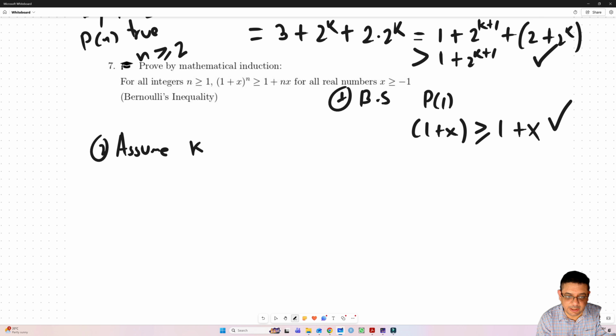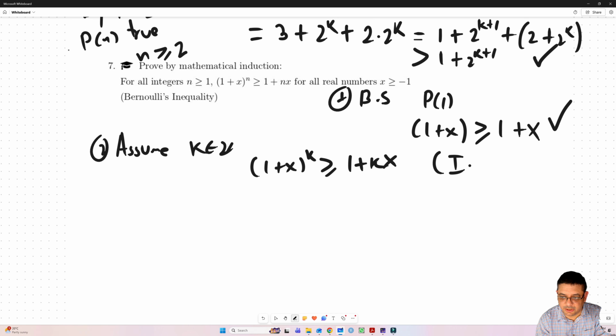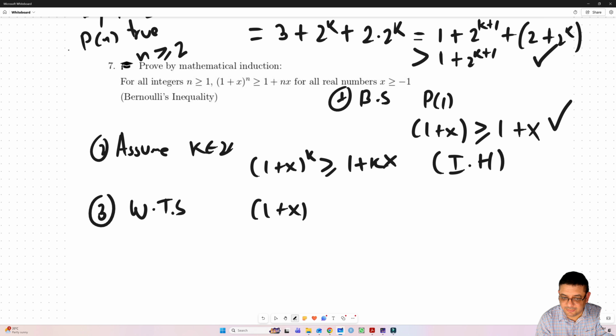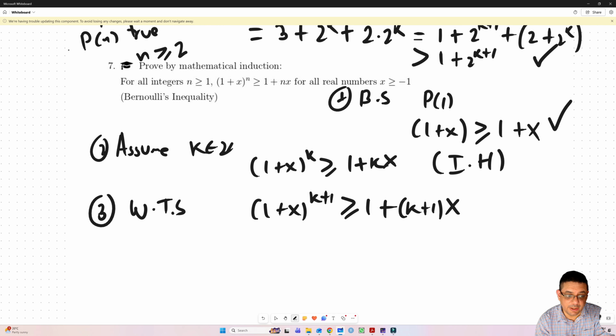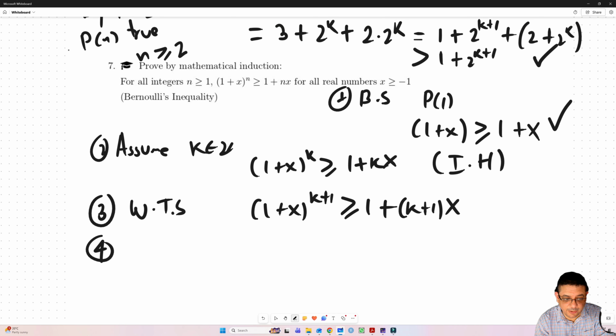Now, step number 2, assume that for k that belongs to the integers, 1 plus x to the k is bigger than 1 plus kx. This is our induction hypothesis, or hypothesis of induction, right? So now we want to show that 1 plus x to the k plus 1 is bigger than 1 plus k plus 1 times x. That's what we want to show. Now, step number 4, show it or prove it.